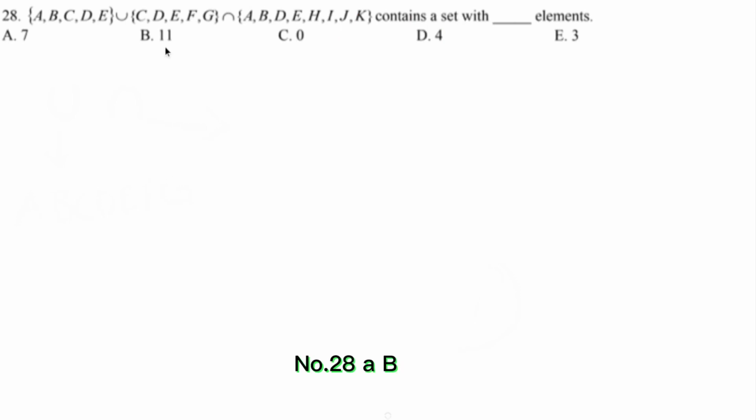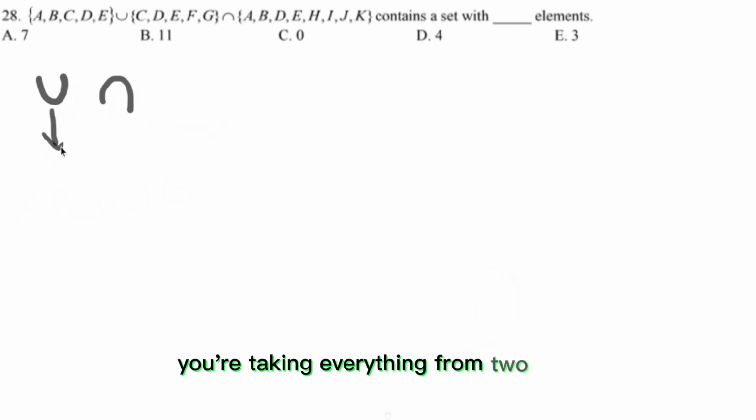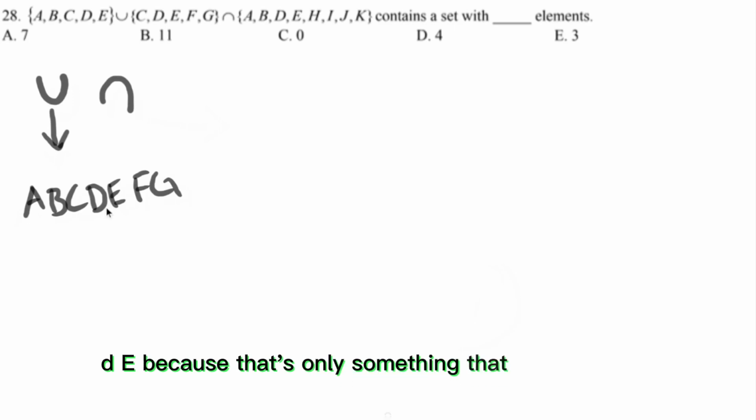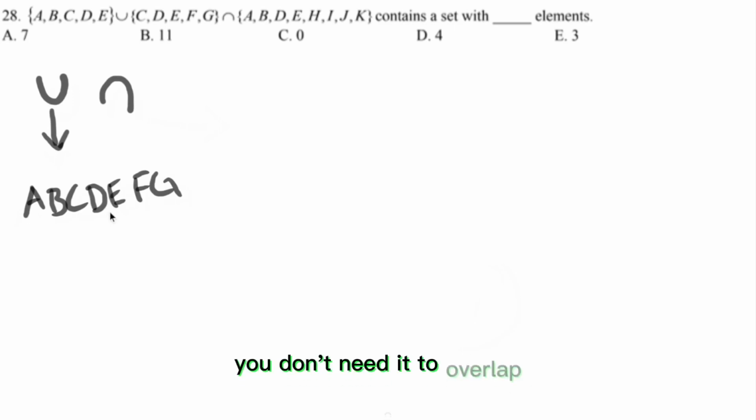Number 28. A, B, C, D, E, this symbol, C, D, E, F, G, this symbol, A, B, D, E, H, I, J, K contains a set with how many elements? To solve, we need to know what these symbols mean. This symbol means you're taking everything from two sets. So if you're given A, B, C, D, E, and C, D, E, F, G, you're taking A, B, C, D, E, F, and G, because that's everything. And you wouldn't repeat the C, D, E because that's only something that appears once. You don't need it to overlap.